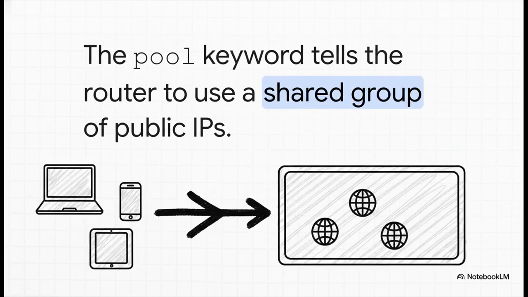Remember the keyword we used? The parking garage analogy? It was pool. And there it is, right in the command. You create a pool of public addresses, and then you just tell the router to let your inside devices borrow an address from that pool when they need one.